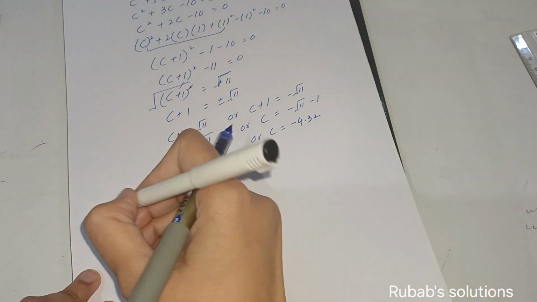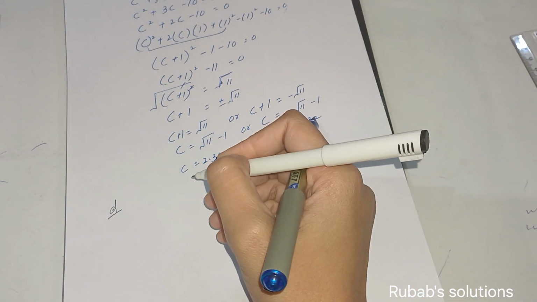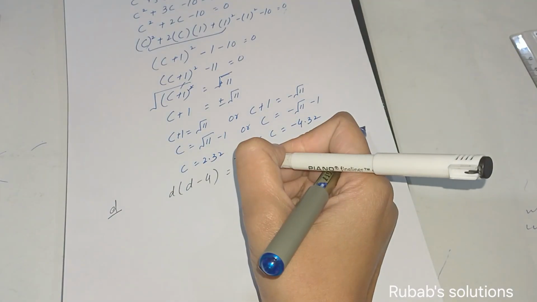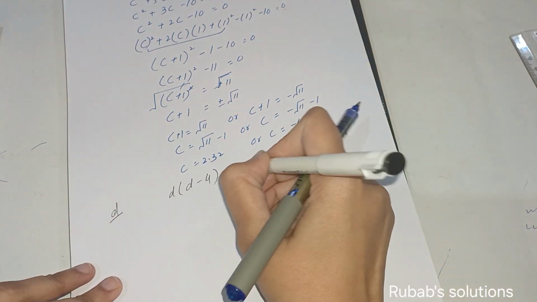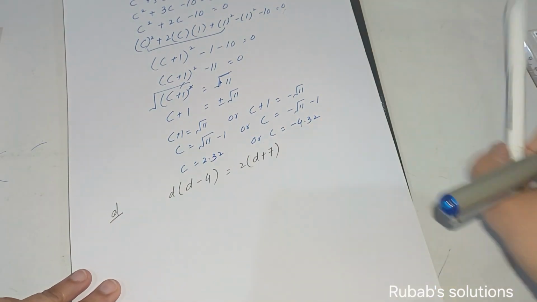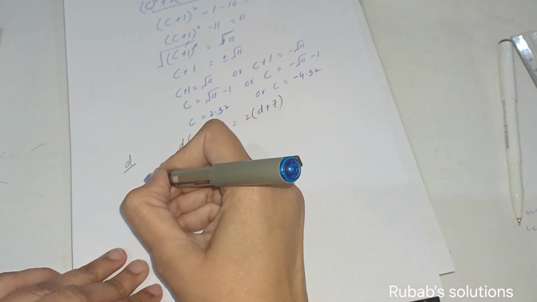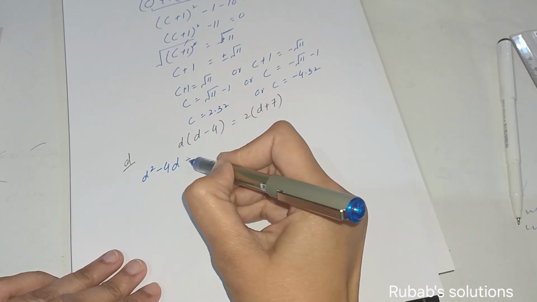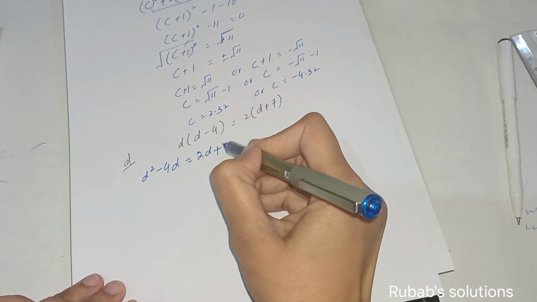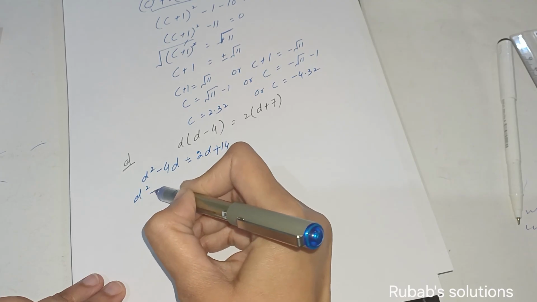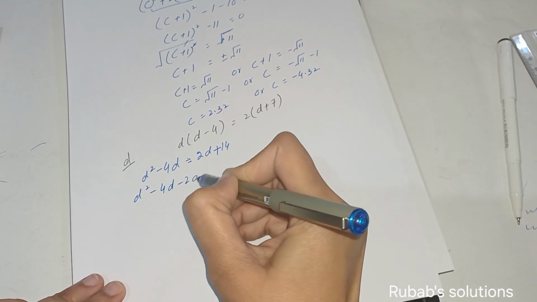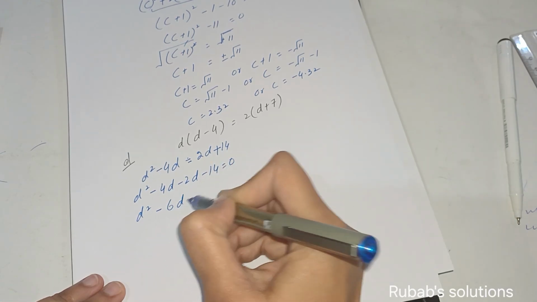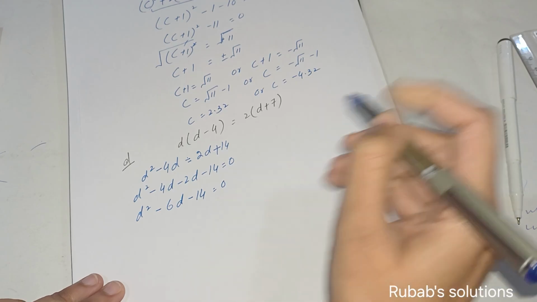Okay, moving toward the last part, part D. It is d times (d minus 4), and on the other side it is 2 times (d plus 7). Simplified, it becomes d squared minus 4d, and on the other side 2d plus 14. So from here it will be d squared minus 4d minus 2d minus 14 equal to 0. So it is d squared minus 6d minus 14 equal to 0.